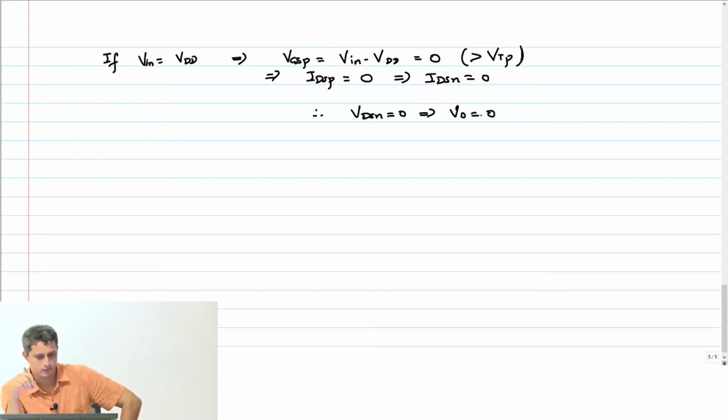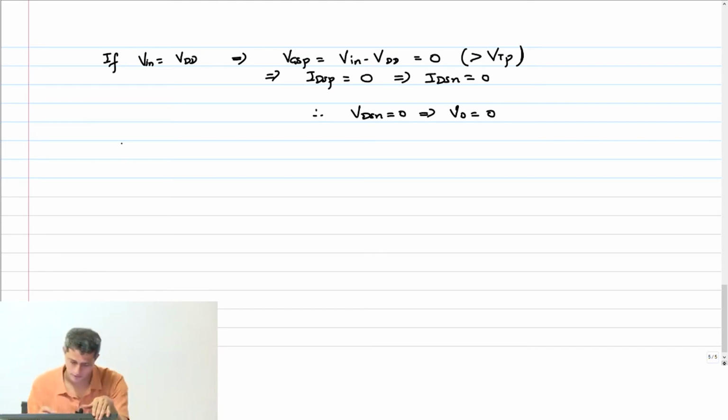Okay, so these are the extremes that we analyzed. The idea of doing a voltage transfer characteristic is to sweep V in from 0 to VDD and then analyze what will happen to V out in the process by applying exactly these constraints. As you sweep V in from 0 to VDD, for each value of V in, V out will adjust itself so that the current in both NMOS and PMOS will be the same.